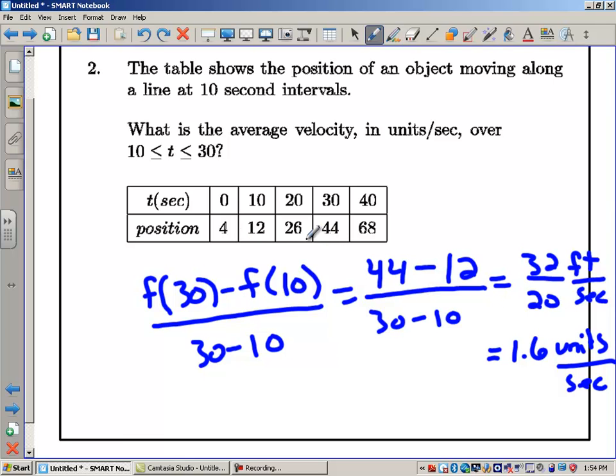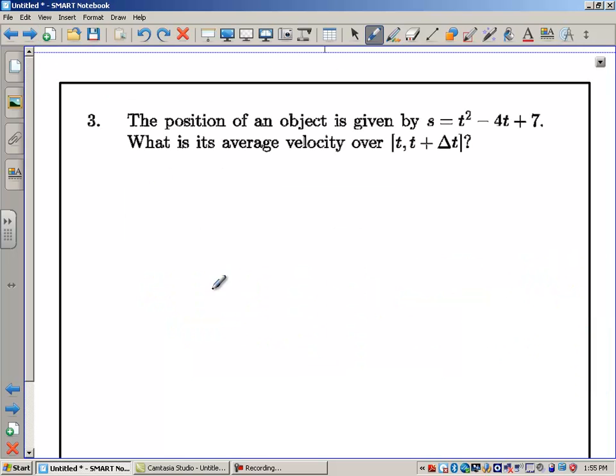Well, yeah, sure. I mean, look at this from 20 to 30. We increased by 18, which is a bigger increase from the 10 to 20. From 10 to 20, we'll increase by 14. So, yeah, maybe we accelerated in there, and maybe the velocity was different, but the average velocity from 10 to 30 is 1.6 units per second. We will take a look very soon this week at something called instantaneous velocity, and we need the derivative for that. But right now we're just doing average. Let's take a look at one last example.